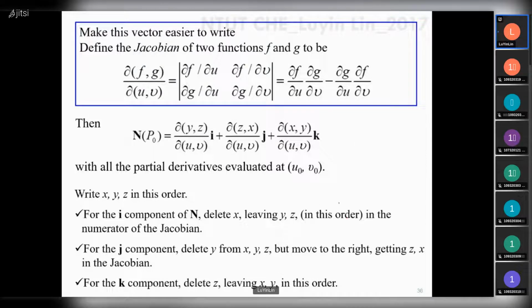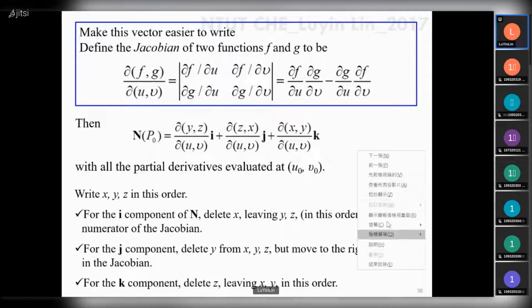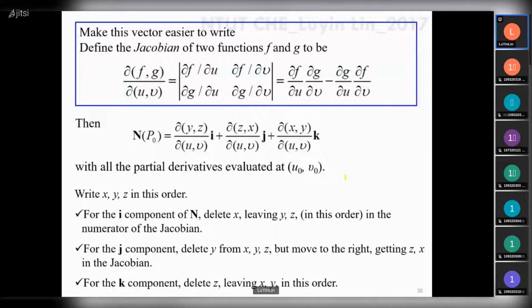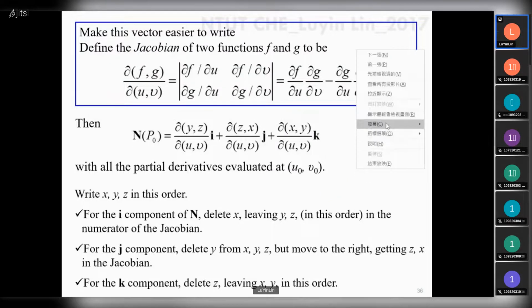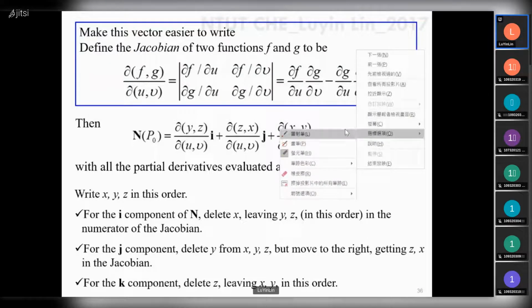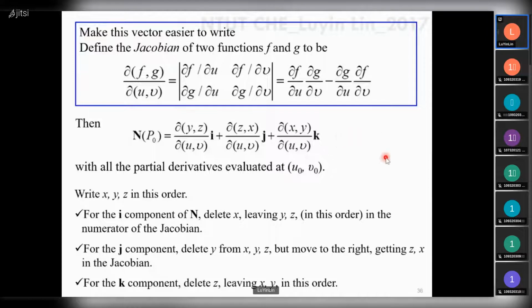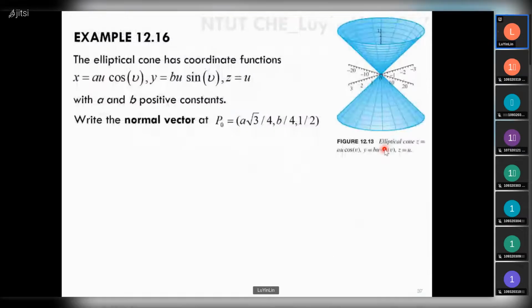I can write something. I mean, if x, y, z in order, I cannot write anything. Okay, give up. Again, if you have any questions, you can ask me in school. Can we go to the next part? Okay, try to memorize this.